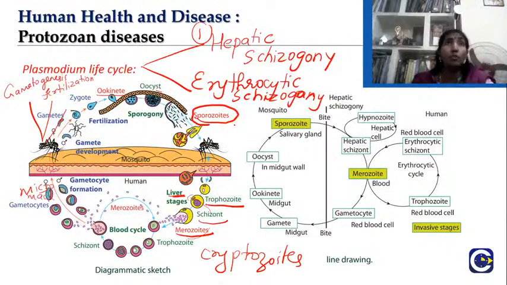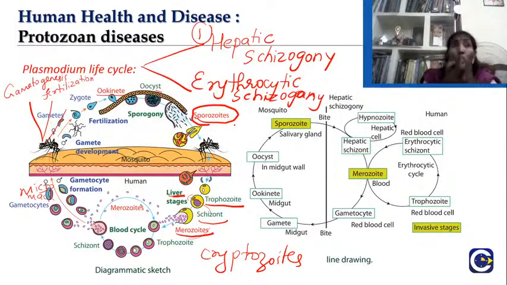There is one more term we use, called the pre-patent period. Pre-patent period is the time interval between the mosquito bite and the presence of that plasmodium in the blood. Depending on the type of plasmodium species, the variation will be there. The fastest will be Plasmodium falciparum, only 5 days, because it will have no pre-erythrocytic schizogony and all. So only 5 days. Malariae and others, 15 days.